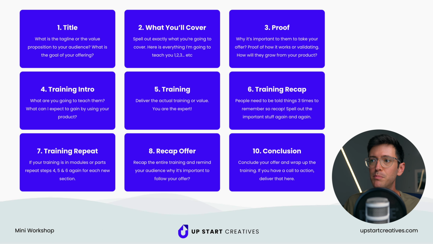The first thing is we need to present the tagline or the value proposition to your audience. This is what's going to be the goal of what you're offering to them or what your problem you're going to solve for them. Next, you'll spell out exactly what you'll be covering. So I'm going to teach you 1, 2, 3. Then you need to introduce the proof. So the proof is why it's important for them to do this or follow these steps, you know, the actual results they're going to achieve. Then you can get into the actual training intro. Then you can get into your training.